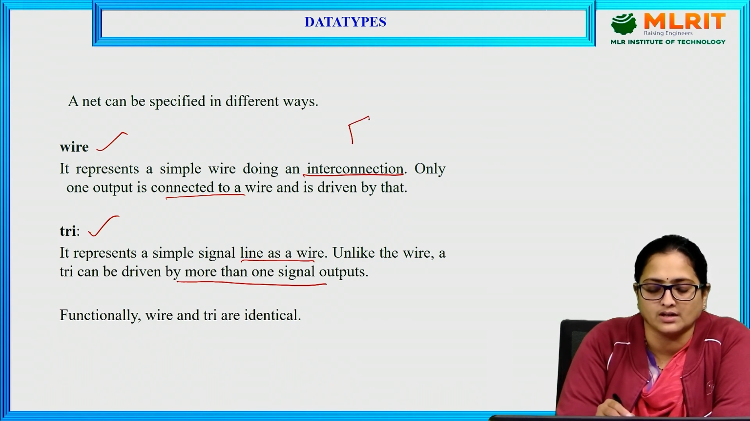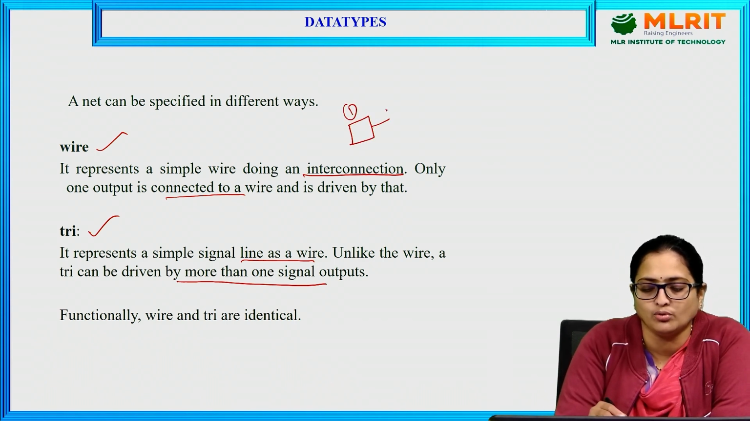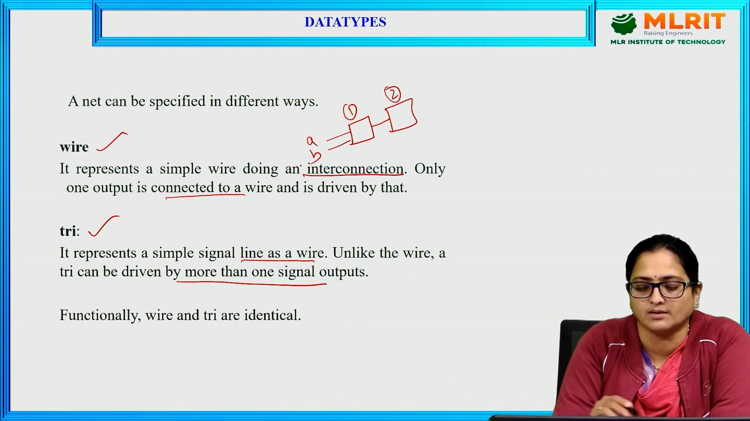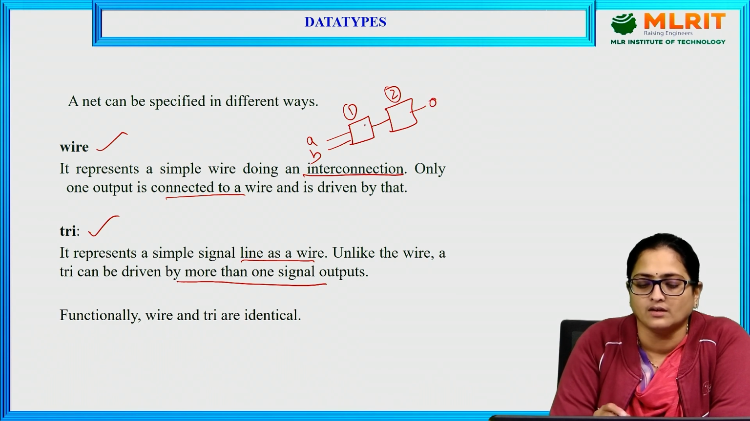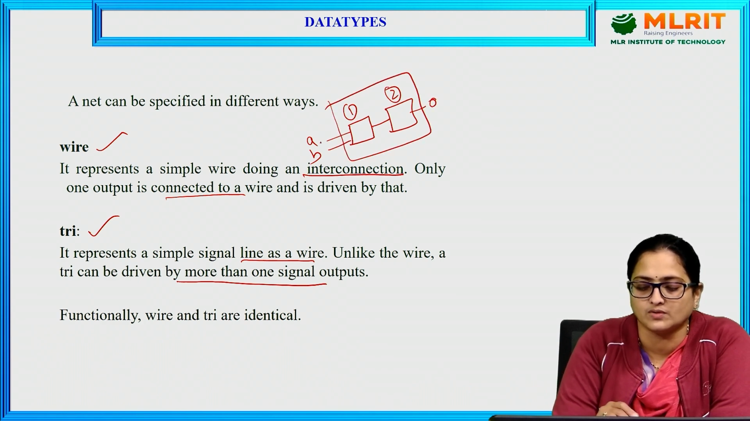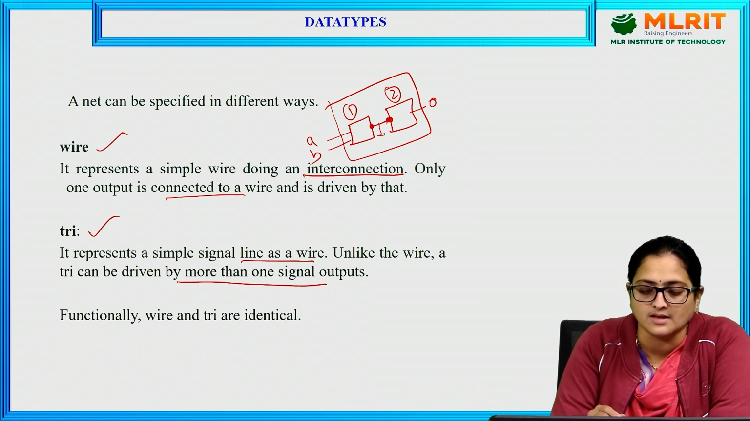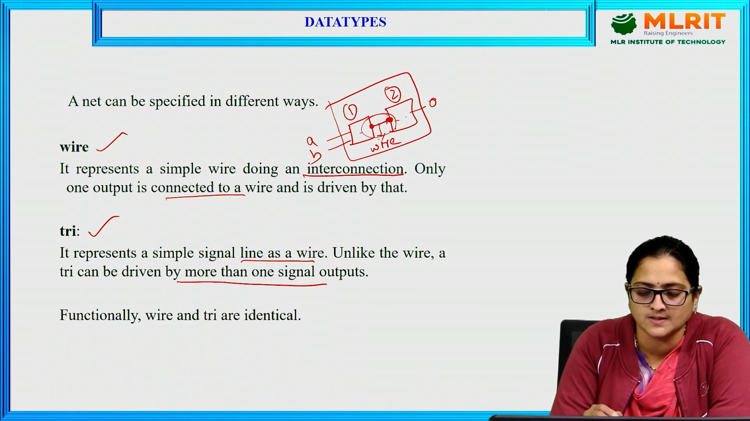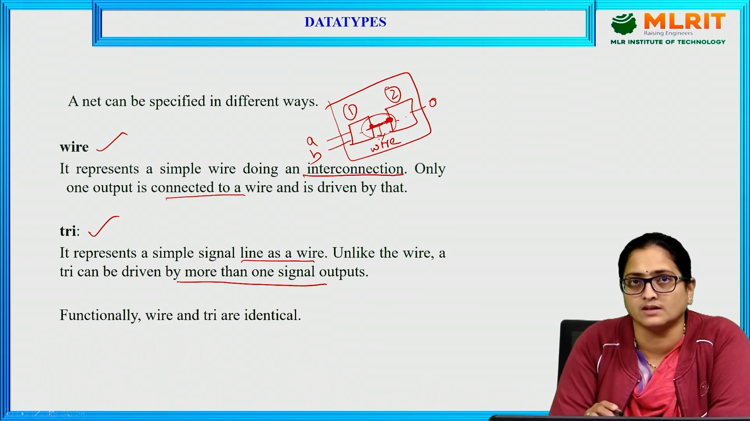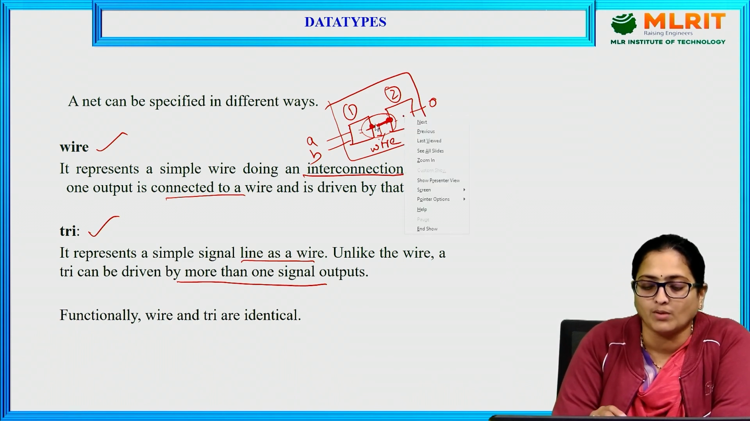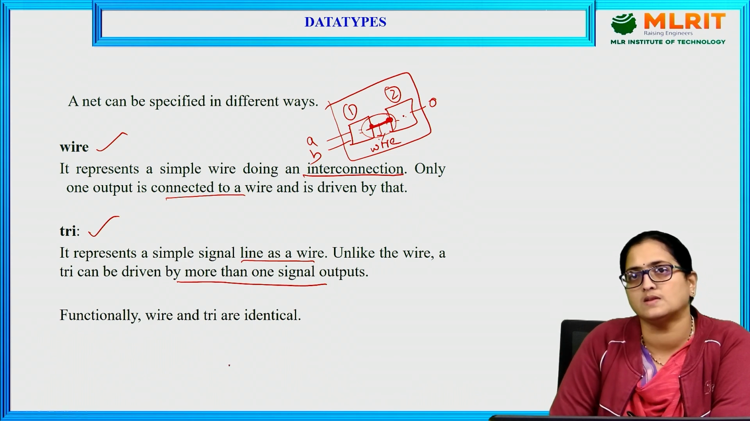Let us assume that I have a block 1 and the output of block 1 has to be transmitted to block 2. The inputs of the block are, let us assume, A and B, and the output of this block is O. So this is a main block having inputs A, B and output O. Here, a single output of module 1 has to be transmitted to module 2. In this case, you can use a wire. It's just an interconnection between two elements and it can drive a single value. Whereas a tri is also an interconnection between modules, but it can drive more than one signal output.